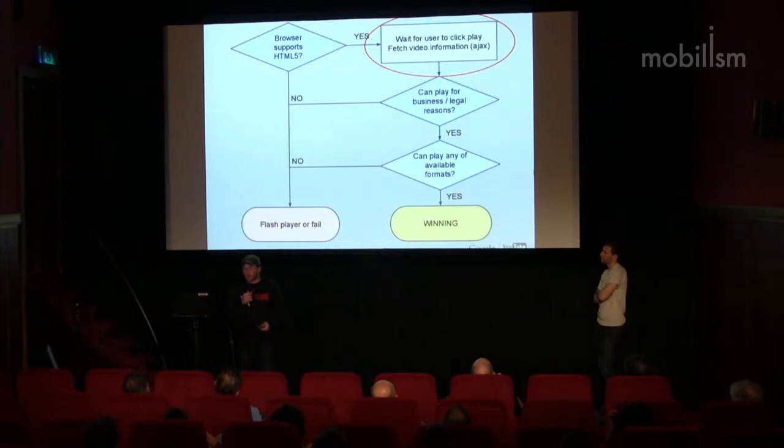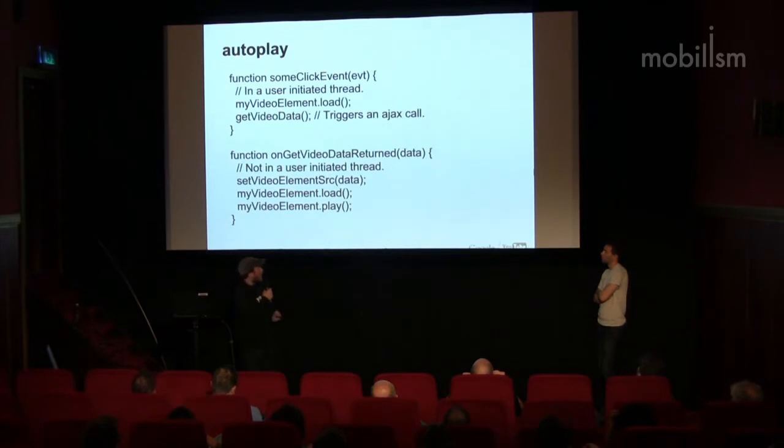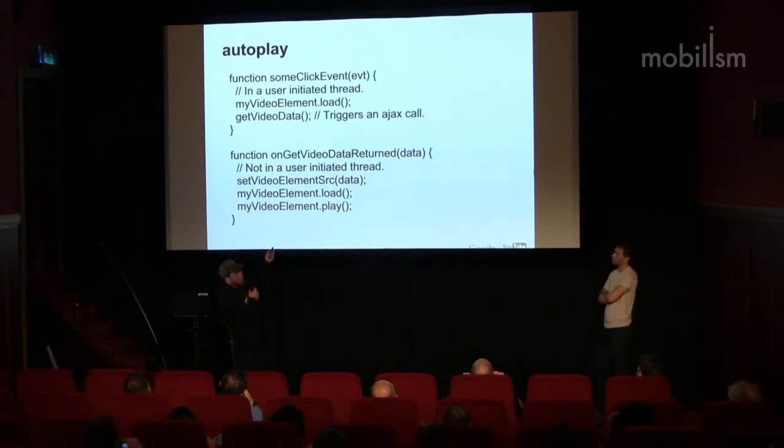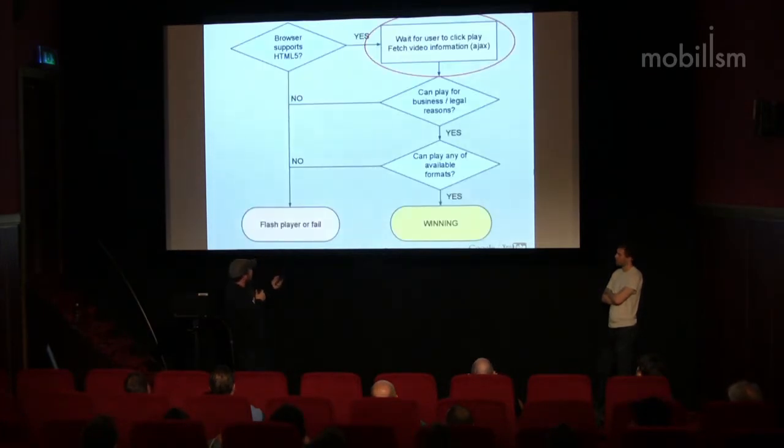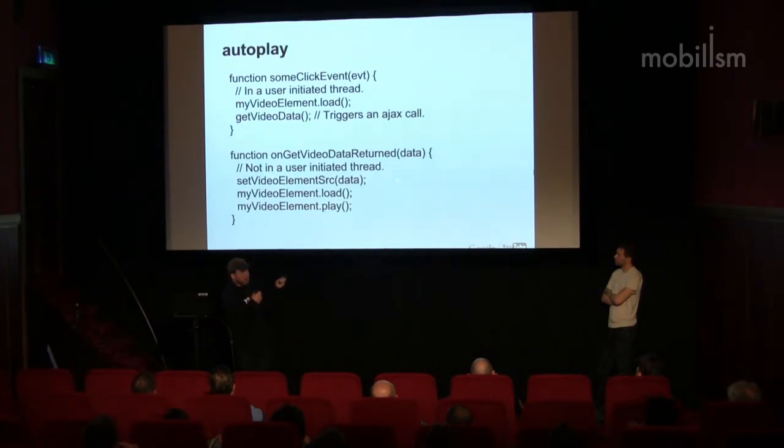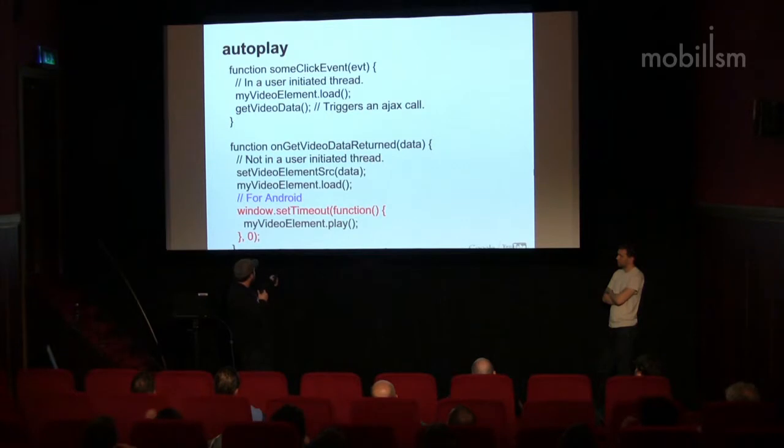So how do we work around this? How do we get the video to play when this returns? It's pretty simple. This is sort of the iOS fix: you wait for any click event and you call load on your video element. Great, that sort of frees it up, so it can be used at this point. Then we go fetch our data, and when it returns and we're not in a user-initiated thread, we can call load again, we can call play, and we'll actually be able to play the video. Now there is a bug in Android. You want to set a timeout around this so that when it actually starts playing, it'll actually start playing. Otherwise, it'll start, but it'll be paused. So that's important to know.